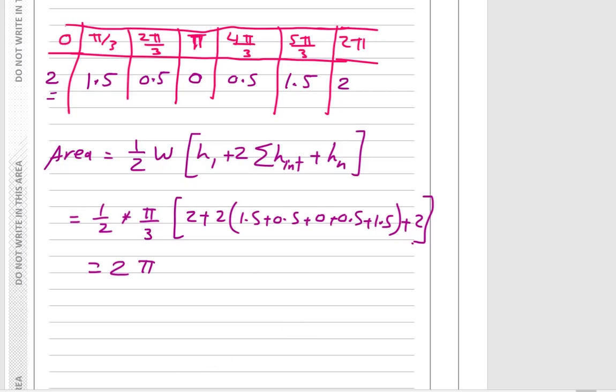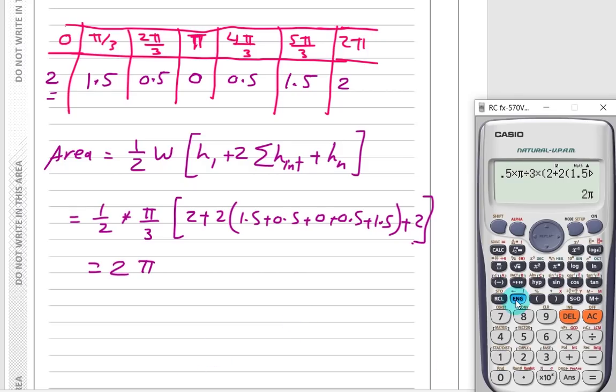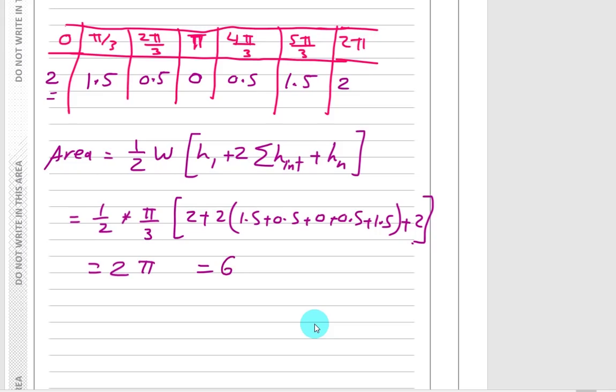So the final value will equal 6.28. The area is 6.28. This is the area. Okay, let us go ahead to another question.